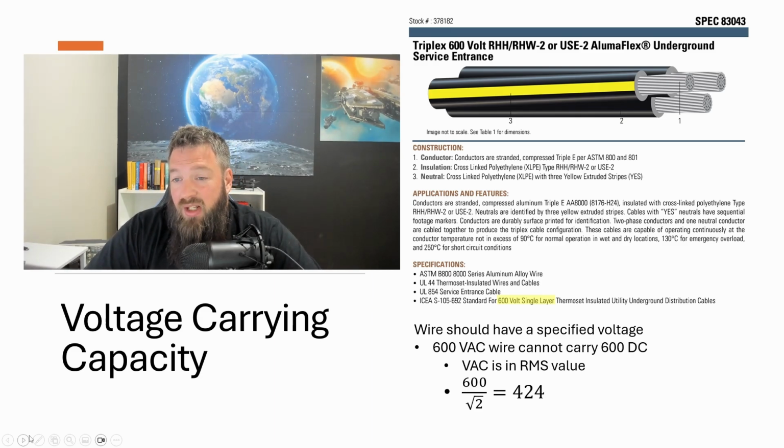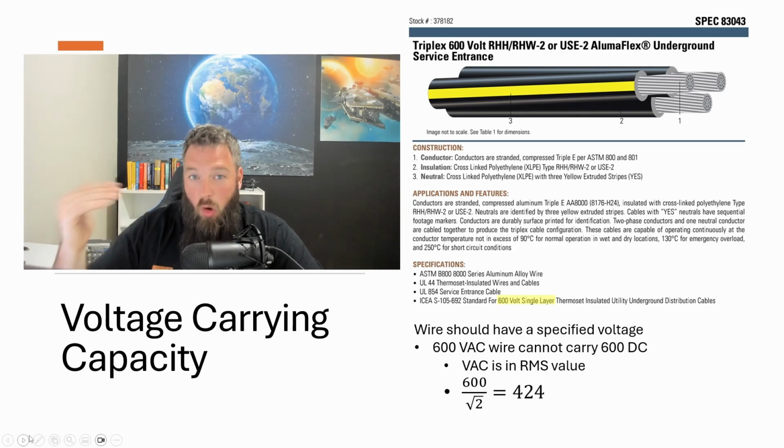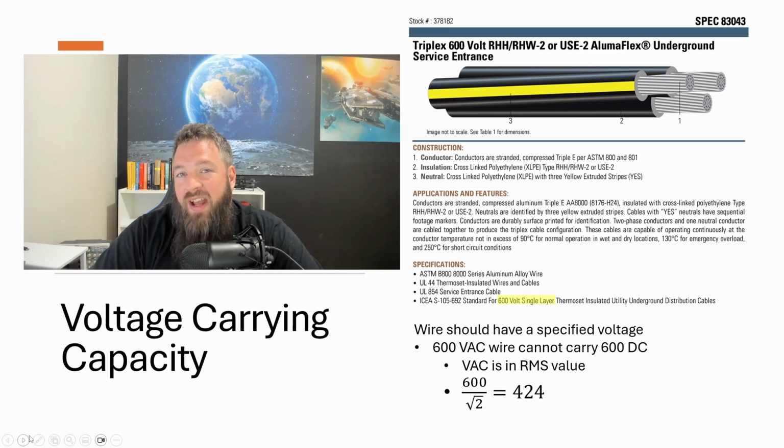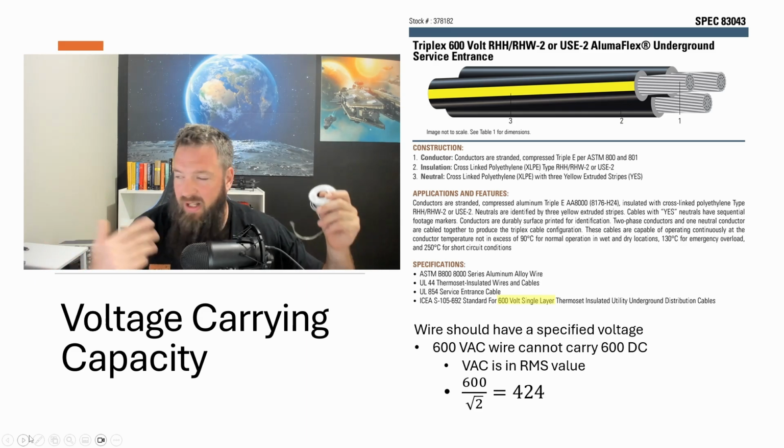Now, I put a good example below. This is 600 volt wire, but it's actually 600 VAC. And what does that mean? Whenever you see an AC current or AC voltage, that's the RMS value of that. That's not the true peak. DC is your peak the whole entire time. So we always use a square root of 2 factor in order to determine what is the actual voltage carrying capacity of the wire when applicable.